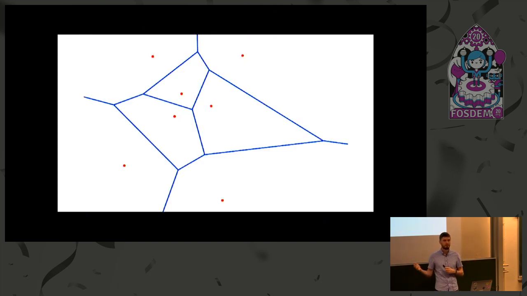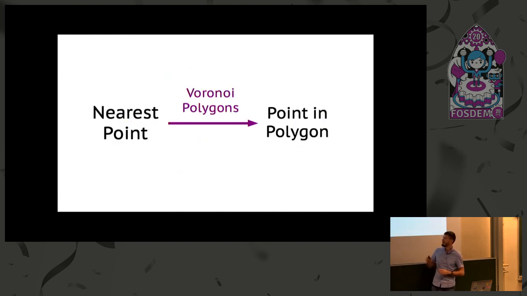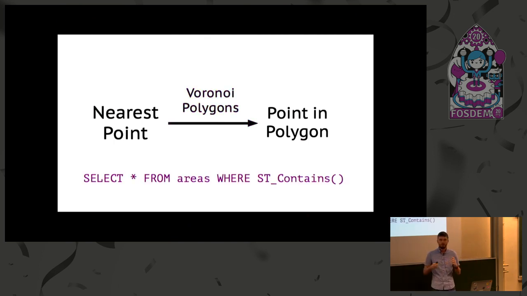One of the useful things is Voronoi polygons. Basically, for each point, they build a polygon inside which that point is the nearest one. With that, you convert your nearest point request to a point-in-polygon request. And doing a bit more bounding, a bit more optimization, preprocessing, you can get the entire administrative hierarchy from country to city neighborhood in just one very fast query. That's how we do administrative queries.